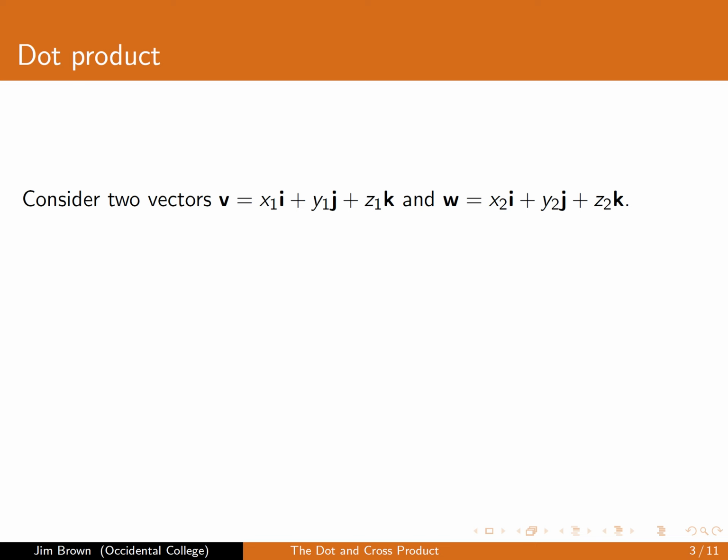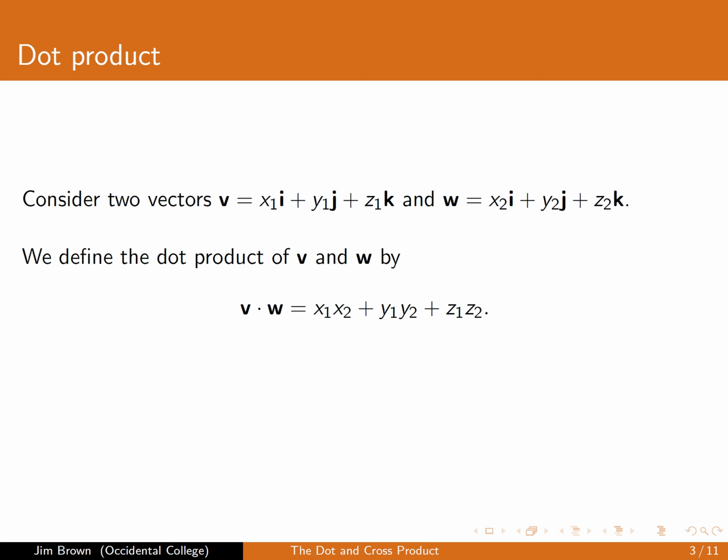Let's suppose we have two vectors v and w. The components of v are x1, y1, and z1. That means v is x1 in the i direction, y1 in the j direction, and z1 in the k direction. And similarly for w with x2, y2, and z2. I'm going to define the dot product of these two vectors by just multiplying the components of i, plus the components of j, plus the components of k. So I take x1 times x2, add that to y1 times y2, and add that to z1 times z2.